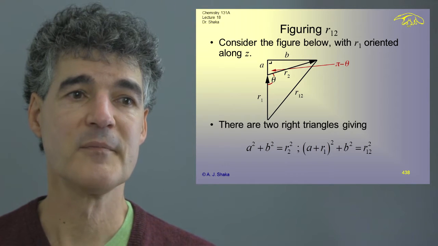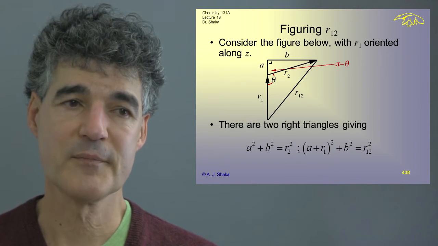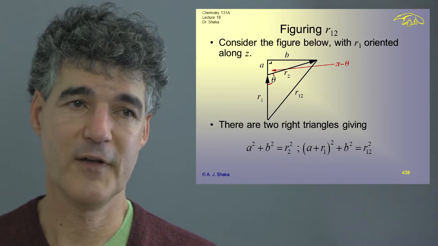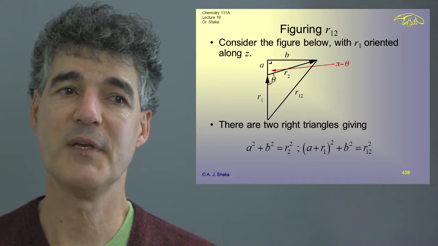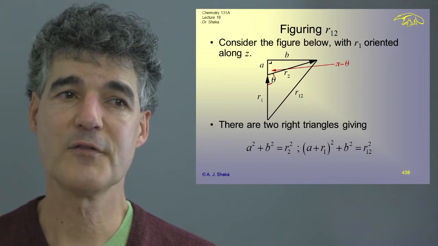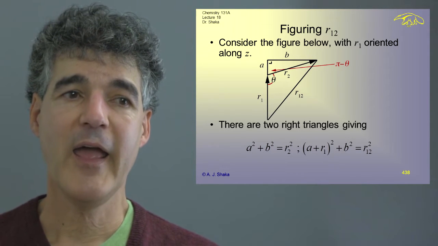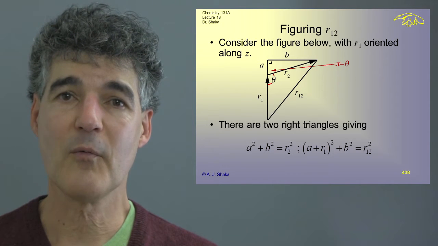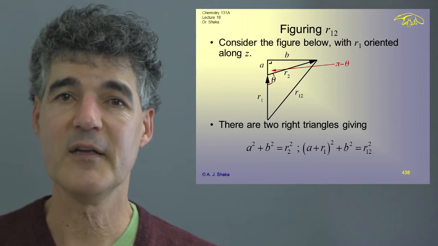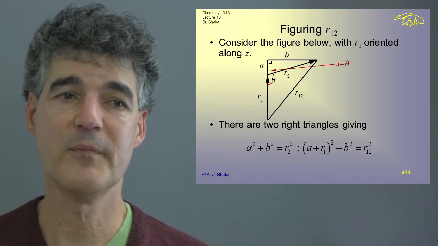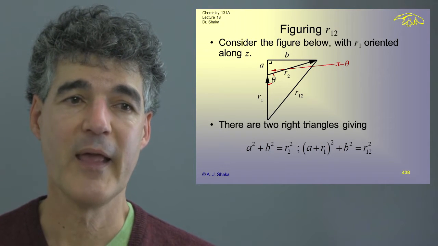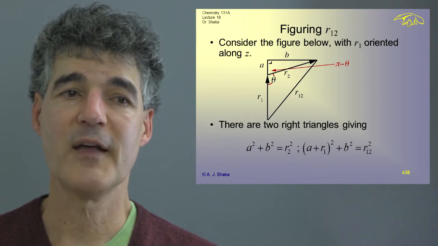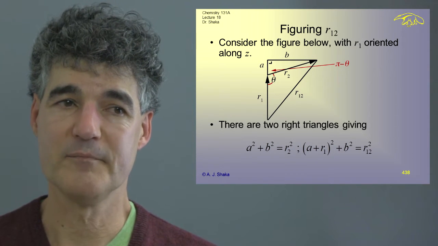In order to get an expression then for the distance r12, which is between the two electrons, there are two right triangles. There's one that involves the small figure, which is a squared plus b squared is r2 squared. And there's another one, which is a big triangle, which is r1 plus a quantity squared, always add them first and then square them, plus b squared is equal to r12 squared. That's the big triangle.